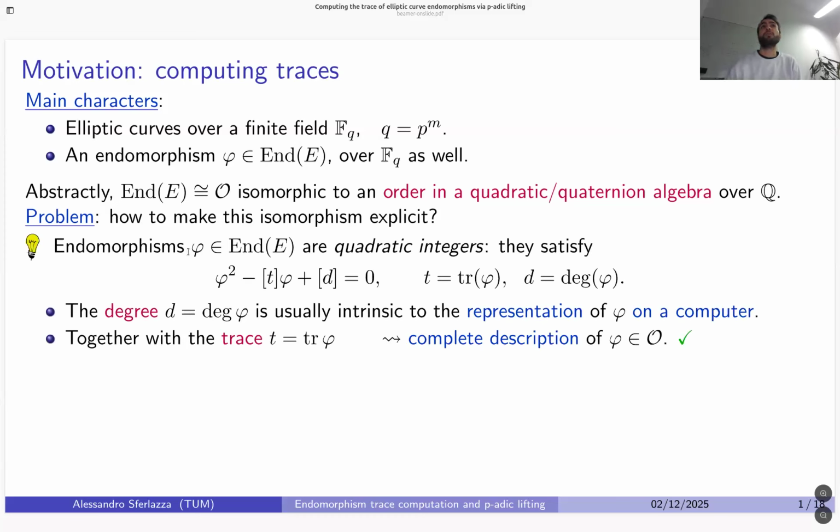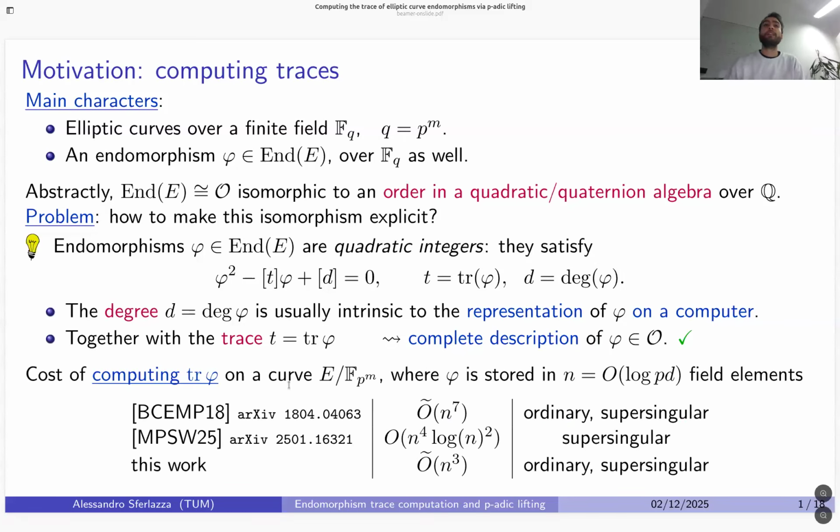In order to do that, we can observe that endomorphisms are quadratic integers, the roots of monic polynomials with integer coefficients, where the degree zero term is the degree of the isogeny itself. So it's usually built in the way we represent an endomorphism algorithmically on our computer. And there's this other degree 1 term, the trace, that together with the degree gives us a complete description of the endomorphism as a quadratic integer.